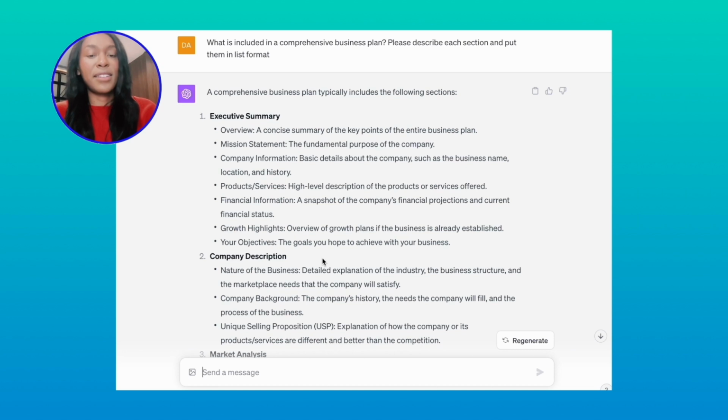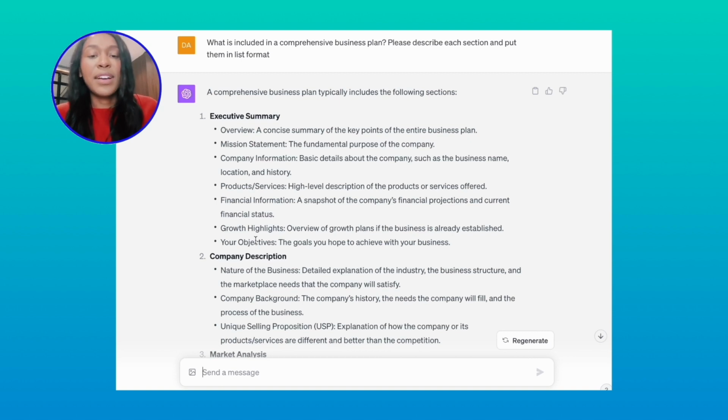Included in the executive summary is an overview, a concise summary of the key points of the entire business plan. Your mission statement, which is the fundamental purpose of the company. Company information, basic details about the company, such as the business name, locations, and history. Details on products and services, your financial information, growth highlights, as well as your objectives. Your executive summary summarizes every other section in your business plan in a very clear and straightforward way.